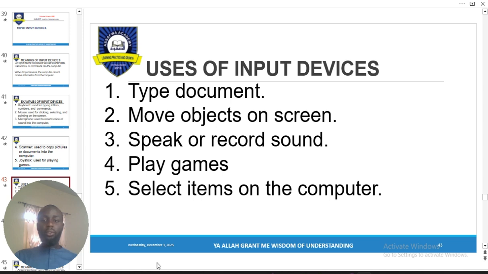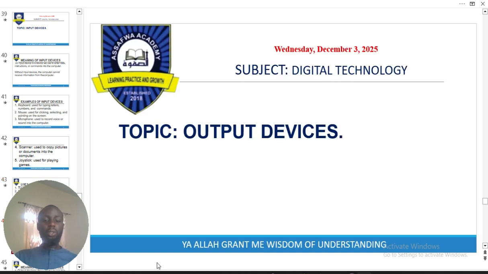Uses of input devices. Number one, to type documents. We use them to move objects on the screen. Then to speak or record sound. Then we can use input devices to play games and also to select items on the computer.